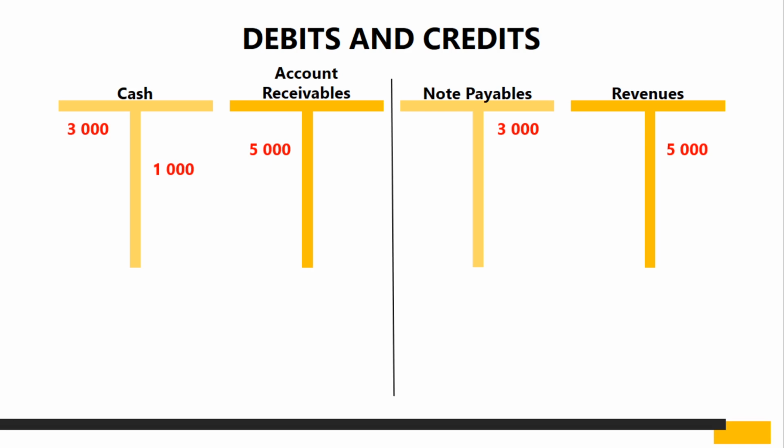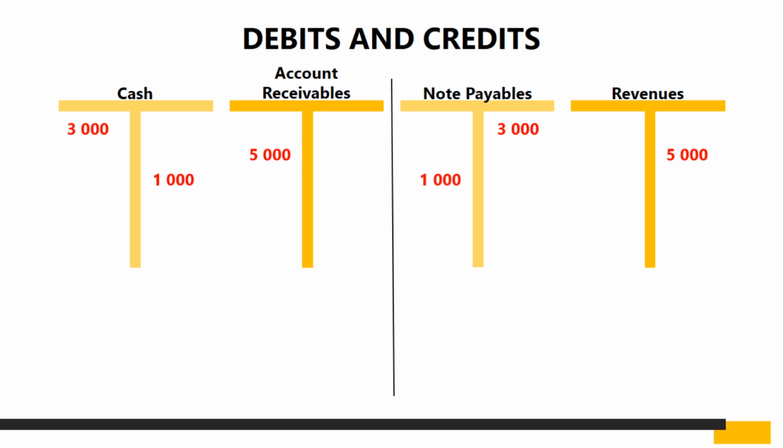And now, how does this affect the note payables? They are going down. When a liability goes down, that's a debit. So I am going to debit note payables for 1,000 rand, on the left hand side.